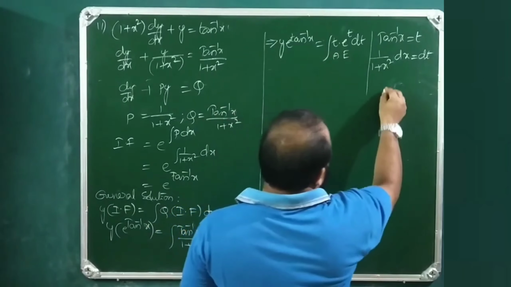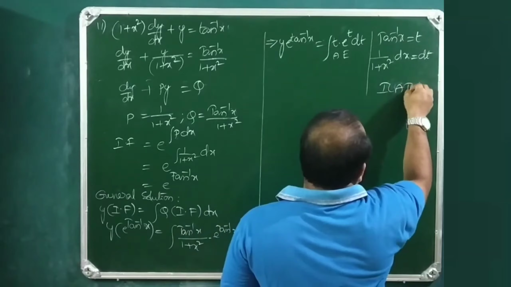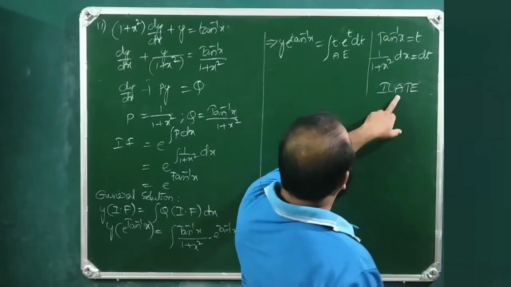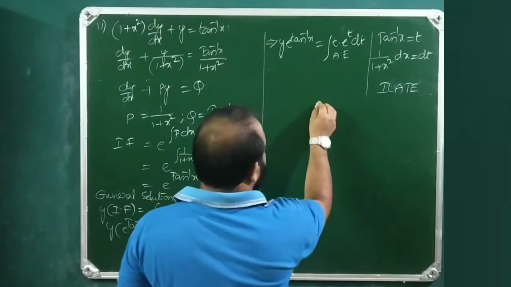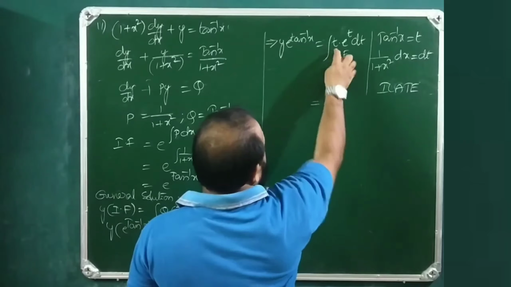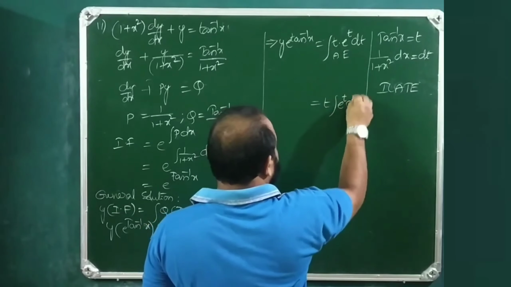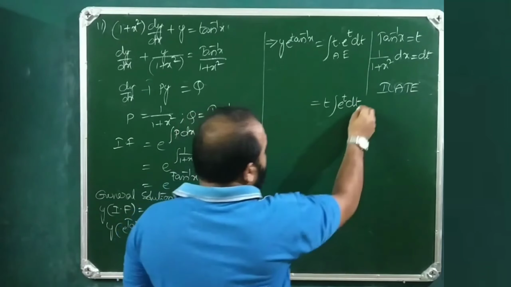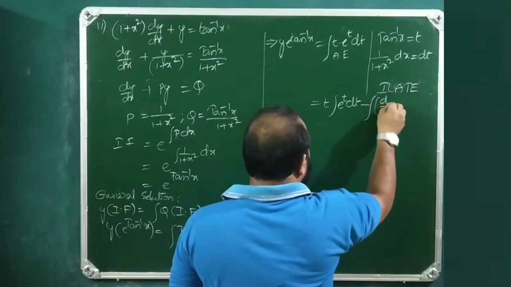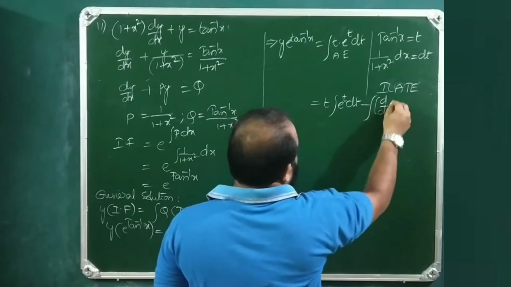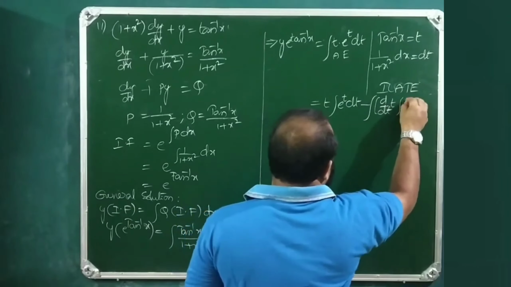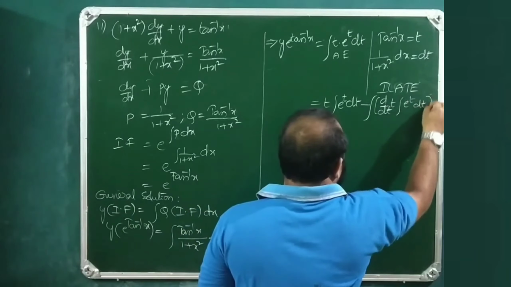I, L, A, T, E: A will come first. So this is equal to first function into integral of second function dx, minus integral of d by dt of first function into integral of second function dt, whole dt.